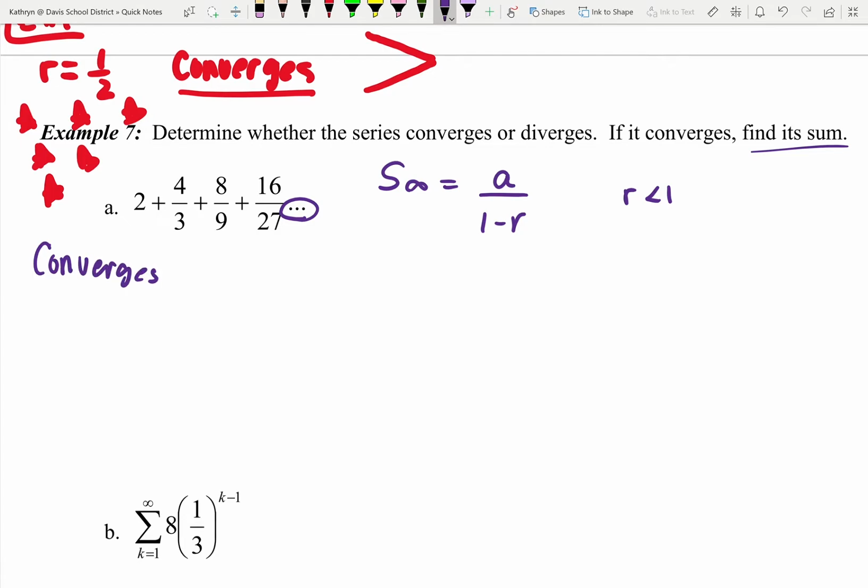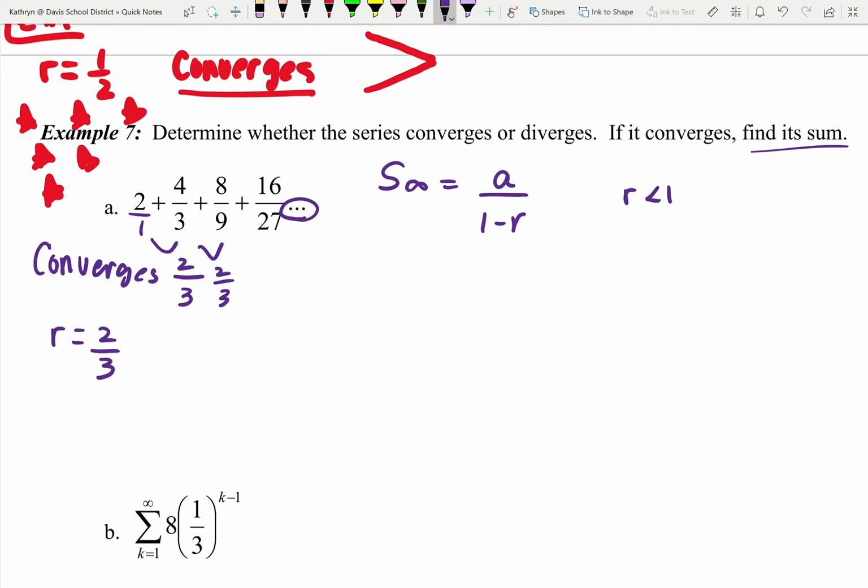I also have to find the ratio. Guys, look. Put a 1 underneath a 2. What do I multiply by 2 to get a 4? A 2. What do I multiply by 1 to get a 3? A 3. Let's check it again. Is 4 times 2 8? Yes. Is 3 times 3 9? Yes. So I know that my ratio is 2/3, which is less than 1.